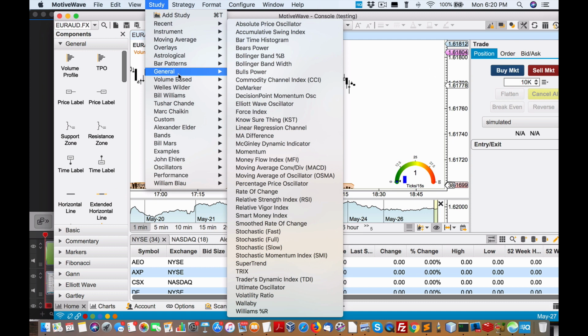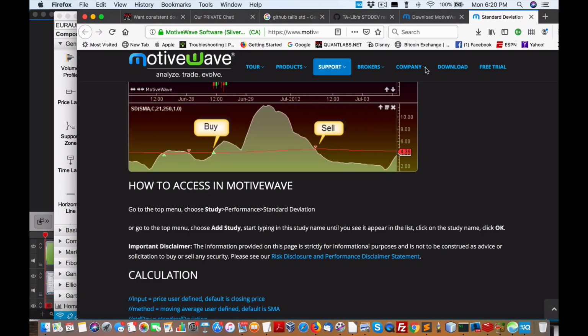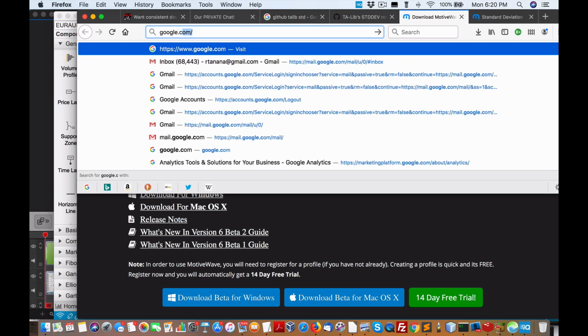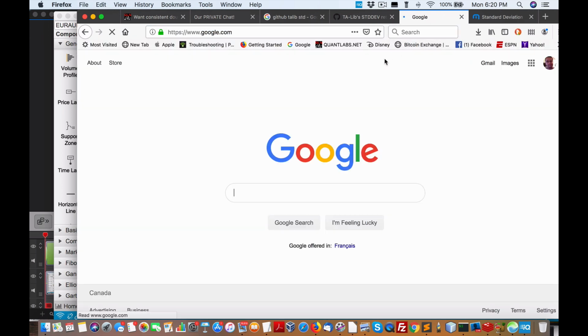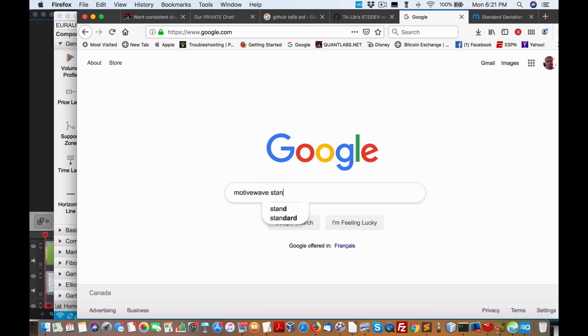There are some interesting indicators in here I didn't consider. Let me go back to my documents here. So we want... let's go back to Google. We want MotiveWave, what do we call standard deviation.